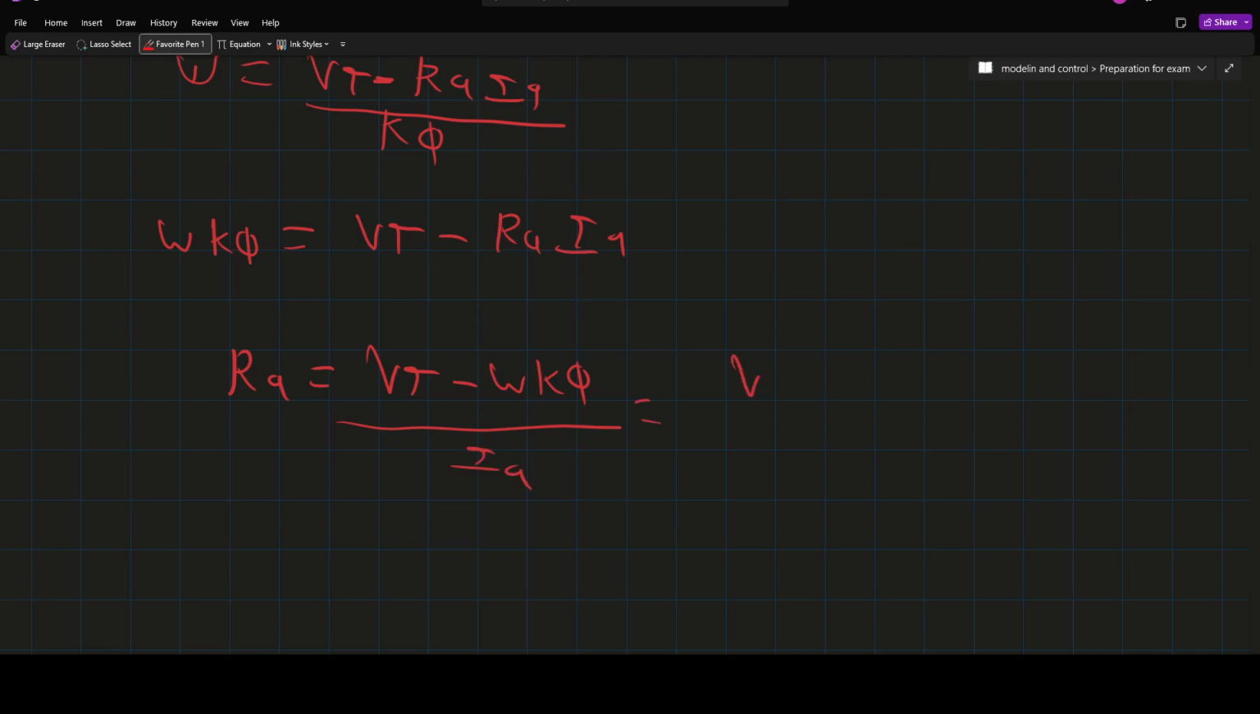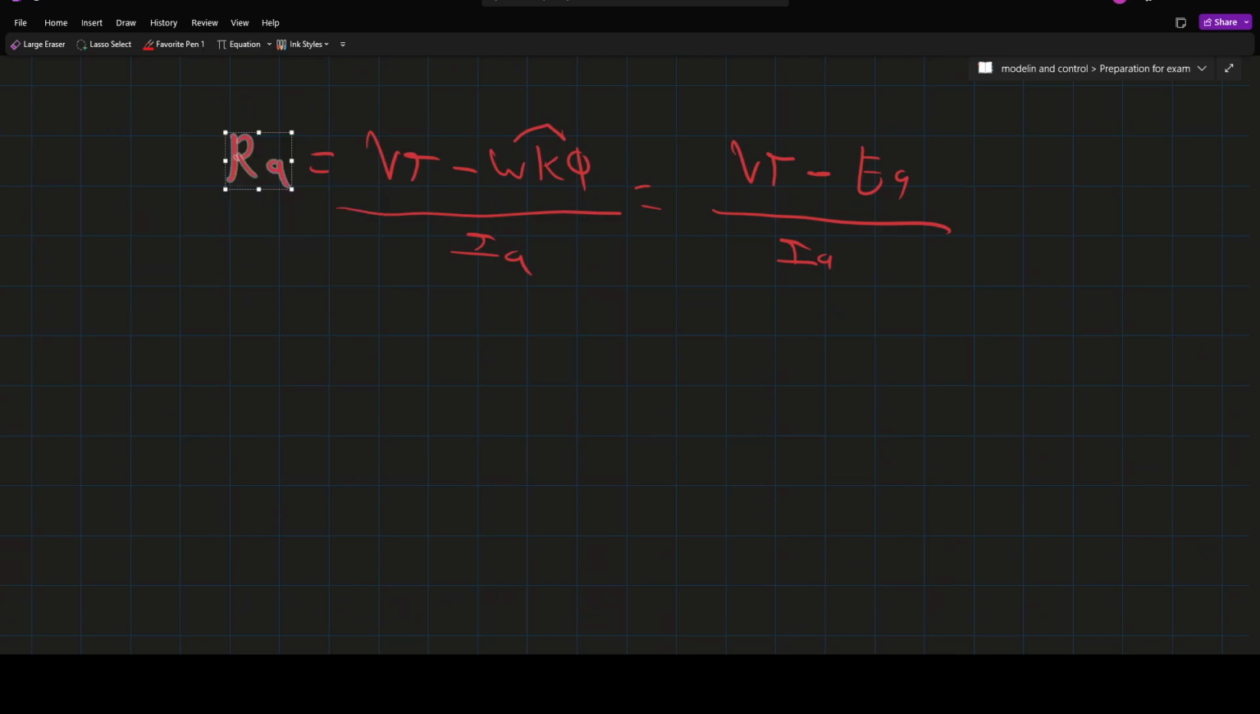So we can say that our RA is equal to Vt minus omega K phi over Ia. Another way of writing this is Vt minus EA, because this is EA, over Ia. So it kind of makes sense that the difference in the voltage over the current is our resistance.